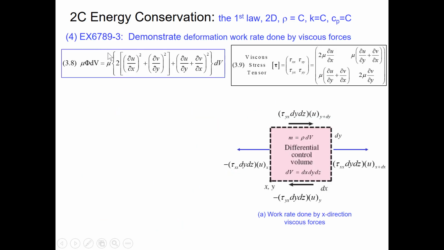Fourth, we will use example 3 to demonstrate the deformation work done by the viscous force, represented by equation 3.8. This is a viscous tensor. In two-dimensional flow, it has 4 components. And this is our differential control volume, dx, dy, dV, with a deformation work along the boundary.